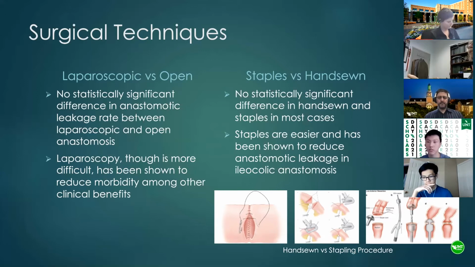Staples versus hand sewn techniques are also very viable. And similarly, although there is no statistically significant difference between these two, staples are generally easier to use, and they have been shown to reduce anastomotic leakage, specifically in ileocolic anastomosis.